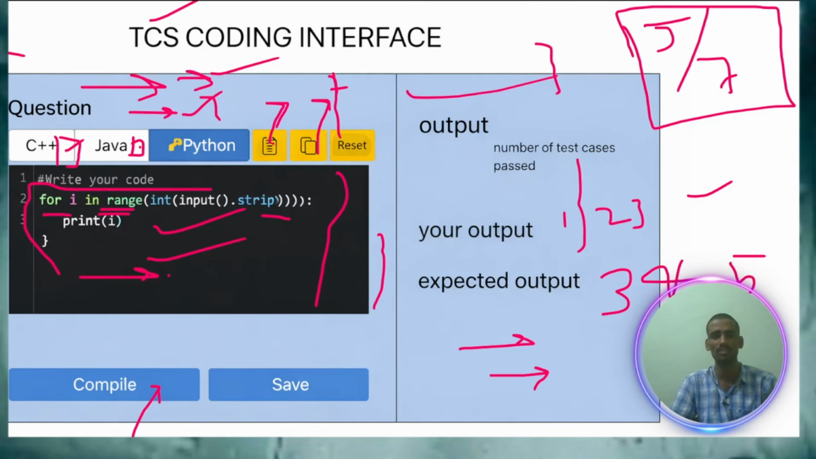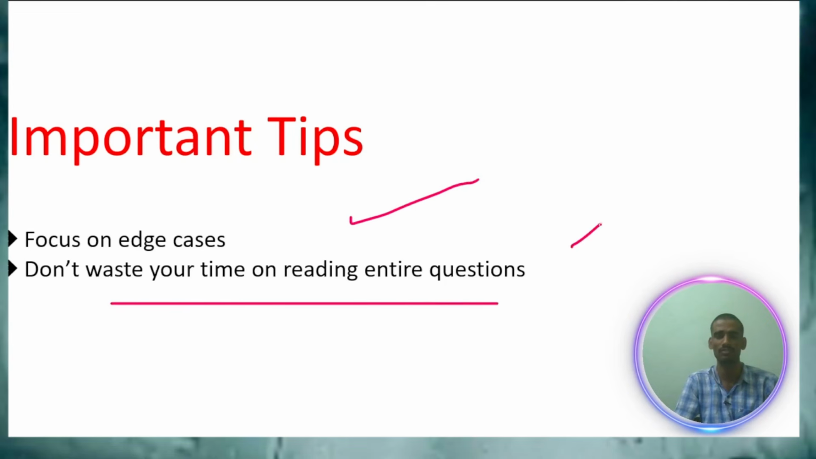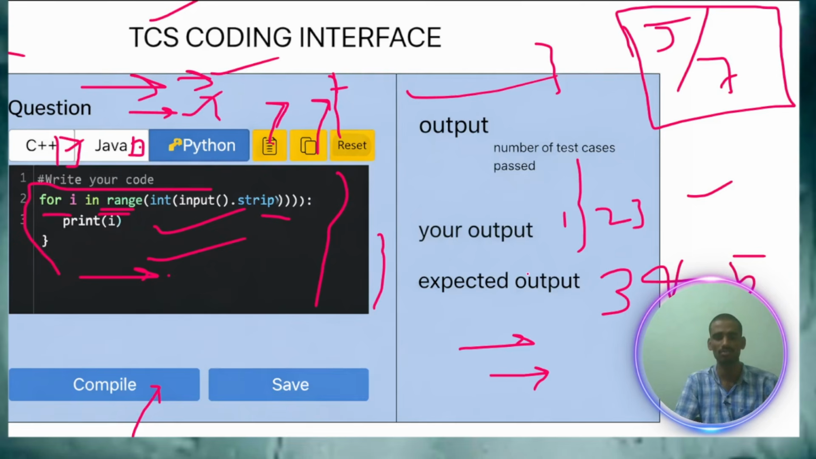Also friends, focus on numerical aptitude and all those, because only if you clear the numerical aptitude will your coding be checked further. So that's all I want to tell. Now I hope all your doubts are clear. So what are the important tips? At last I will share them. Focus on edge cases. Don't waste your valuable time reading the entire question. Focus on input and output, and just go and give your best.